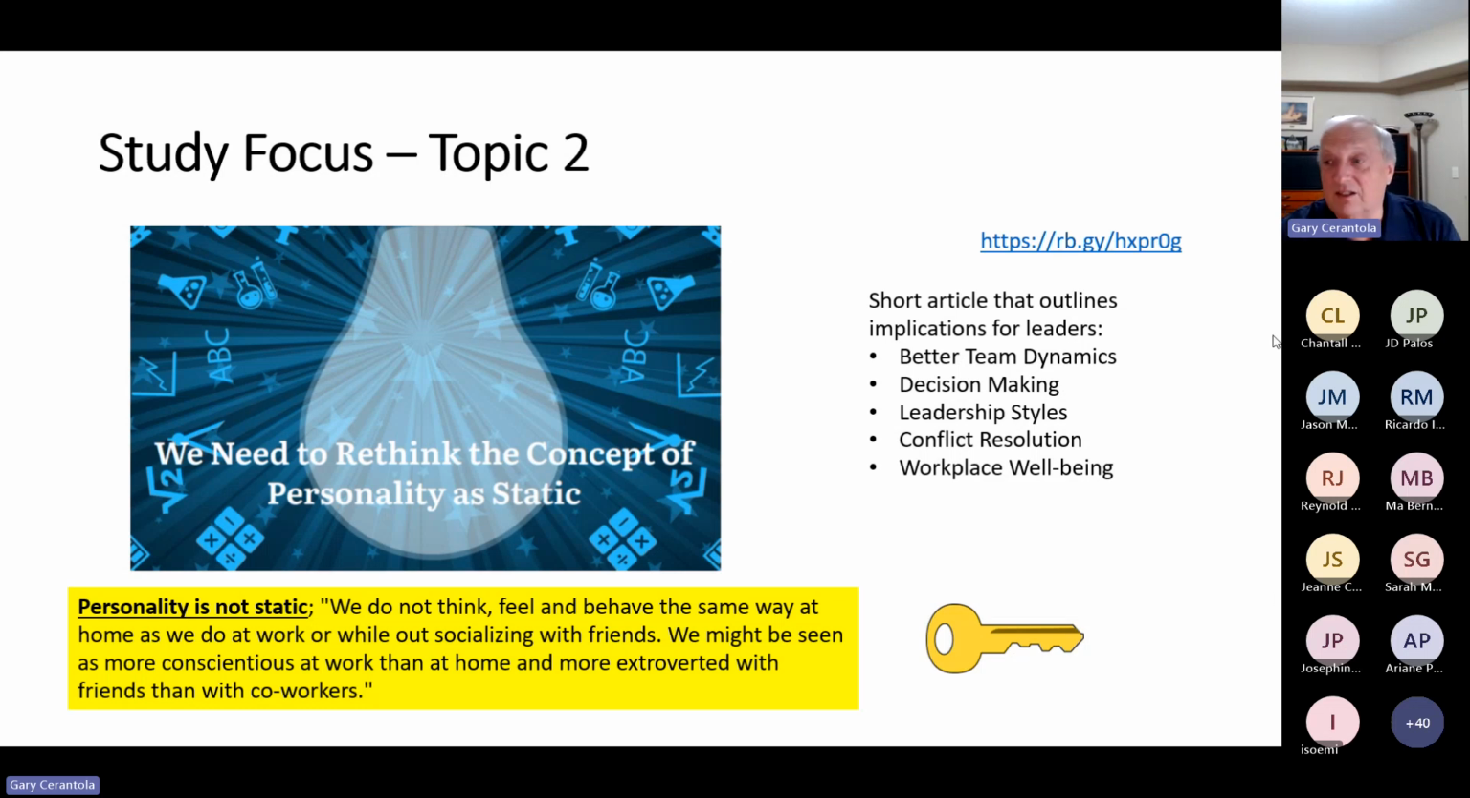You can read this article. I've got the link here, but it talks about how, if you can shift your personality situation, like your style, to meet more conditions, you'll have better team dynamics. You'll make better decisions. You'll have great leadership styles that will be able to relate with different types of people.